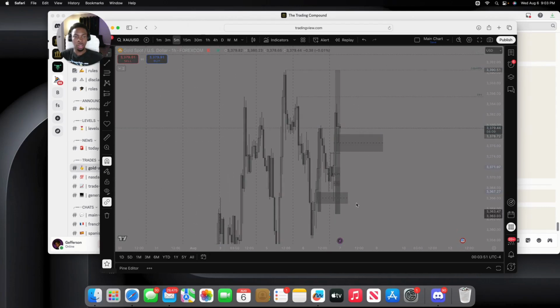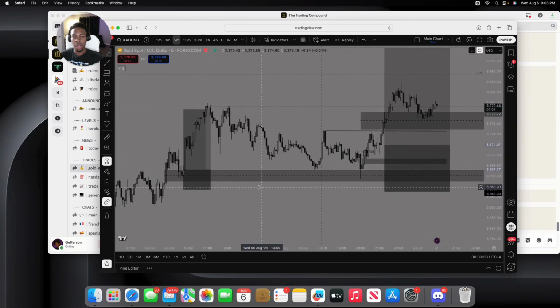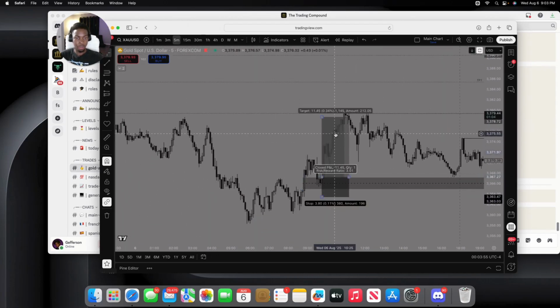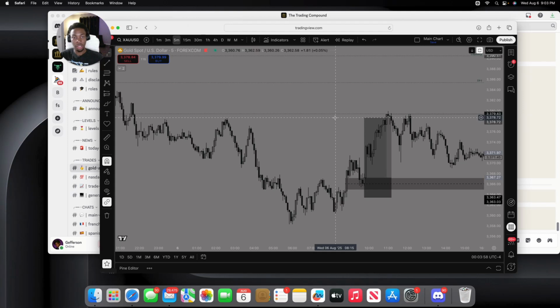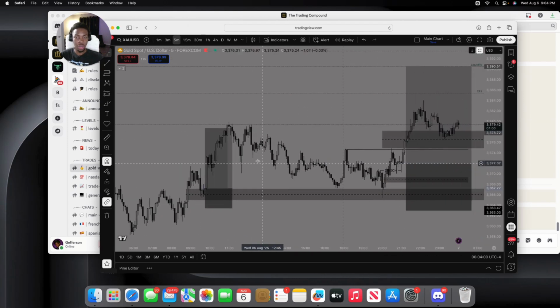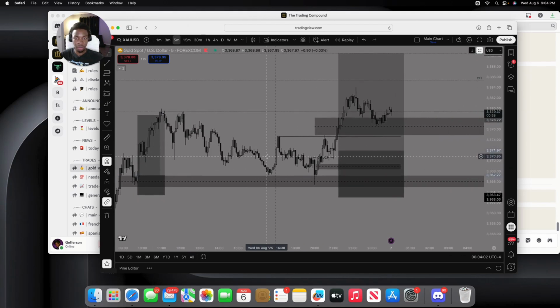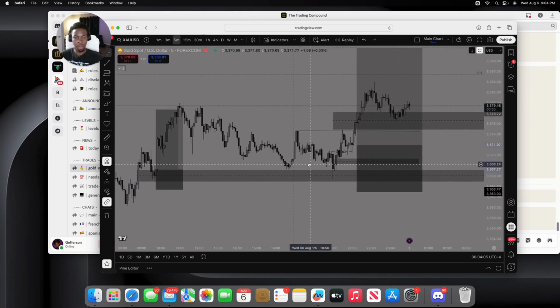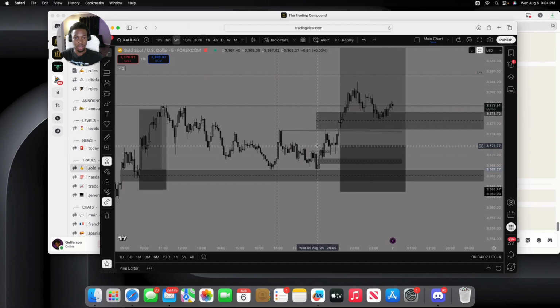Back to the 5 minute. Now, price has got our first trade. We already got our first trade locked in, secure the profits. Now the price comes back down to our fair value gap. Still plays around a little bit, then rejects it again.